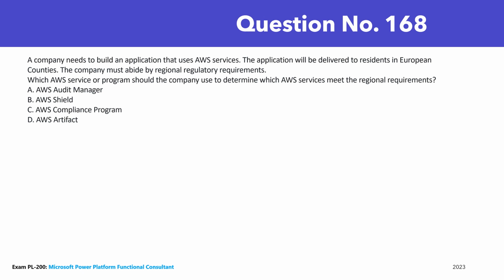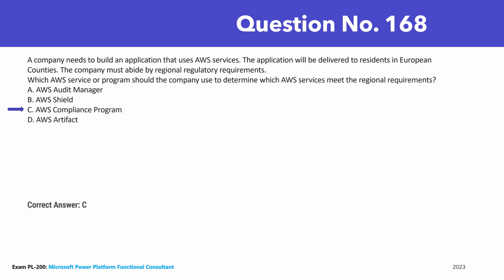A company needs to build an application that uses AWS services. The application will be delivered to residents in European countries. The company must abide by regional regulatory requirements. Which AWS service or program should the company use to determine which AWS services meet the regional requirements? A. AWS Audit Manager. B. AWS Shield. C. AWS Compliance Program. D. AWS Artifact. Correct answer, C.